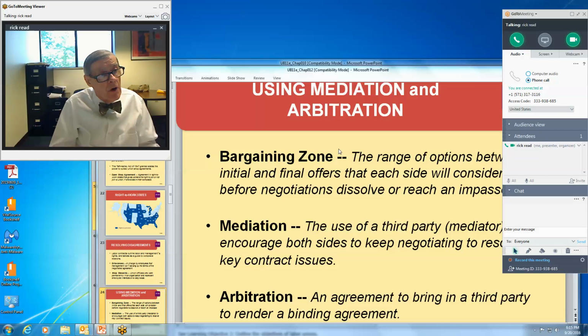The problem with arbitration is there are winners and losers. I'm not suggesting that we should do away with arbitration, but everybody has to understand that there are winners and losers. Somebody's going to come out ahead, somebody's going to come out behind.